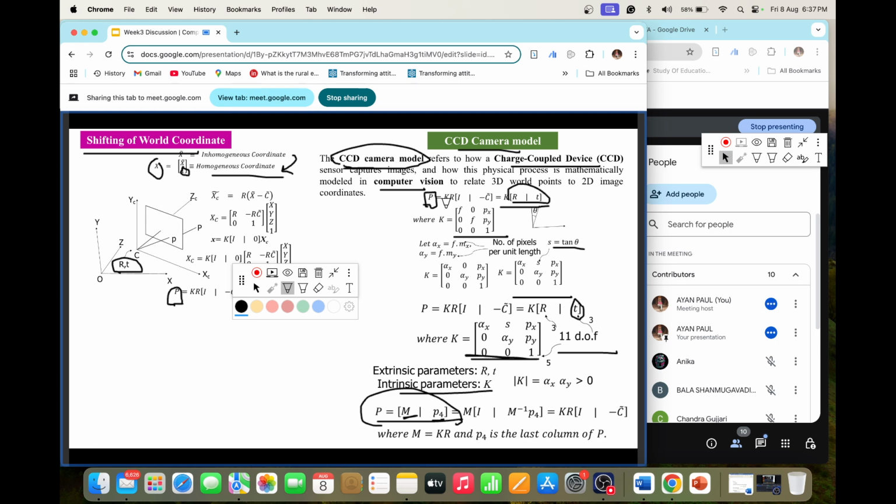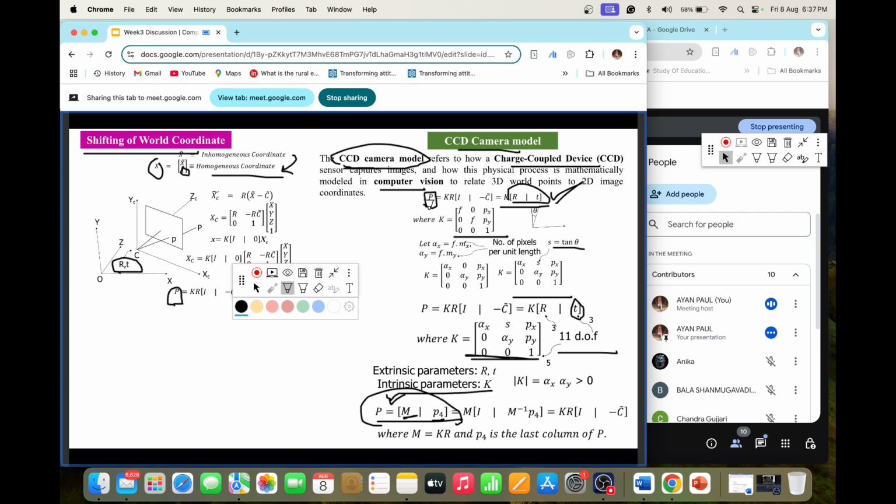This form is important, and I have already discussed it again and again. Here M is a 3 cross 3 matrix, and P4 is the fourth column of the P matrix. M consists of the first three columns and the fourth column is P4. So by these two notations we can denote our P, the projective matrix.